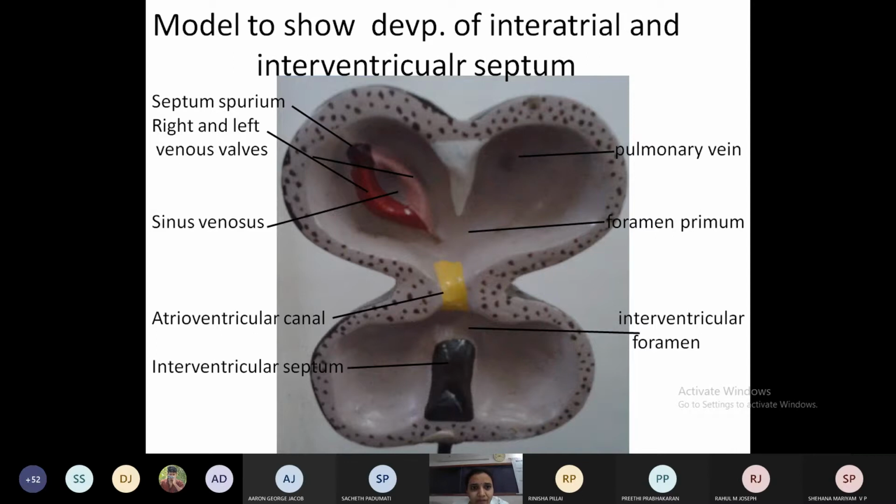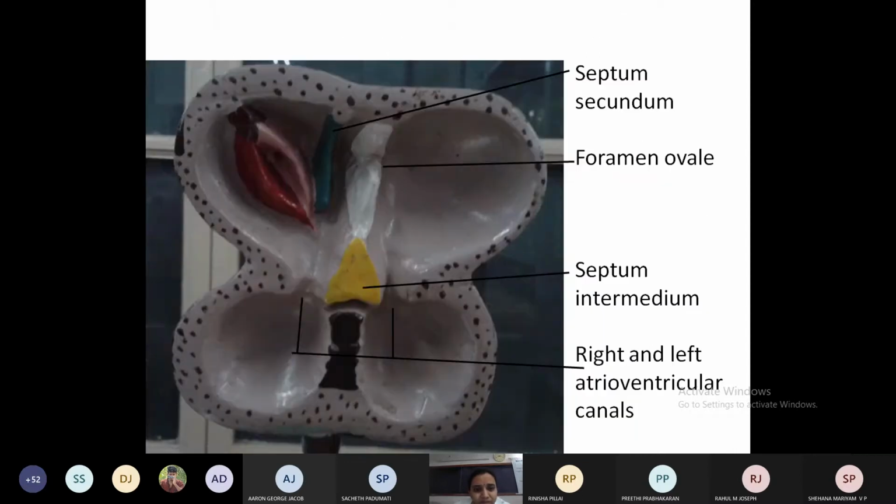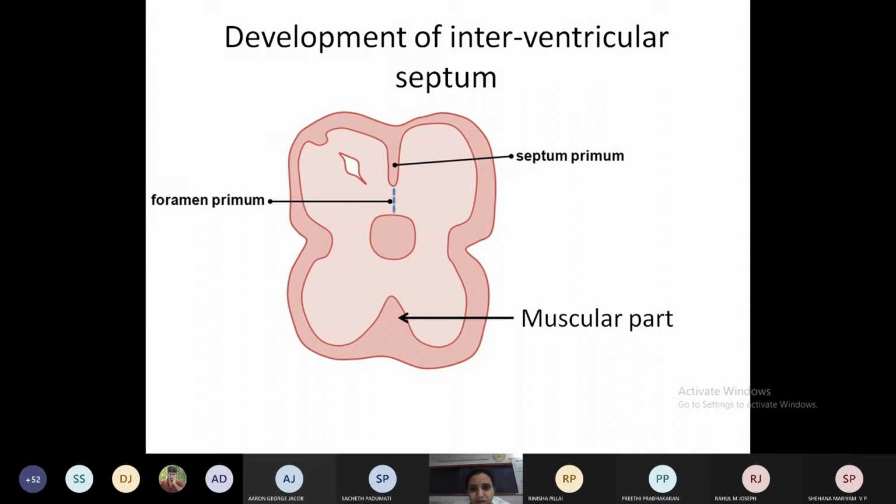Now we'll study the interventricular septum. Due to altered flow of blood in the bulboventricular loop, the wall of this primitive ventricle goes upwards passively. It is taken in by the altered flow of blood. That forms the muscular part of the interventricular septum. It is taken in passively because of altered blood flow.